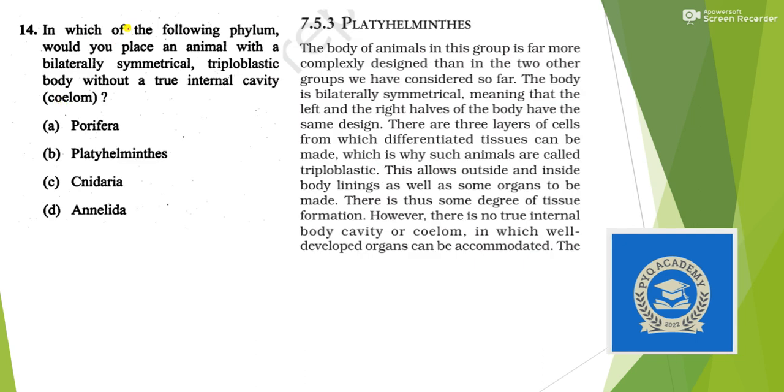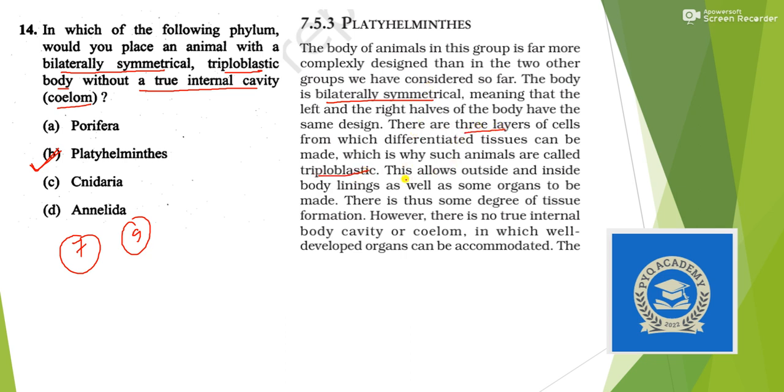Next, in which of the following phyla would you place an animal with a bilaterally symmetrical, triploblastic body with a true internal cavity? The question is asked in very much detail. This is directly from chapter 7 of class 9. So the answer is platyhelminthes. You can see here, first it is bilaterally symmetrical. Then it also has 3 layers, that means triploblastic.